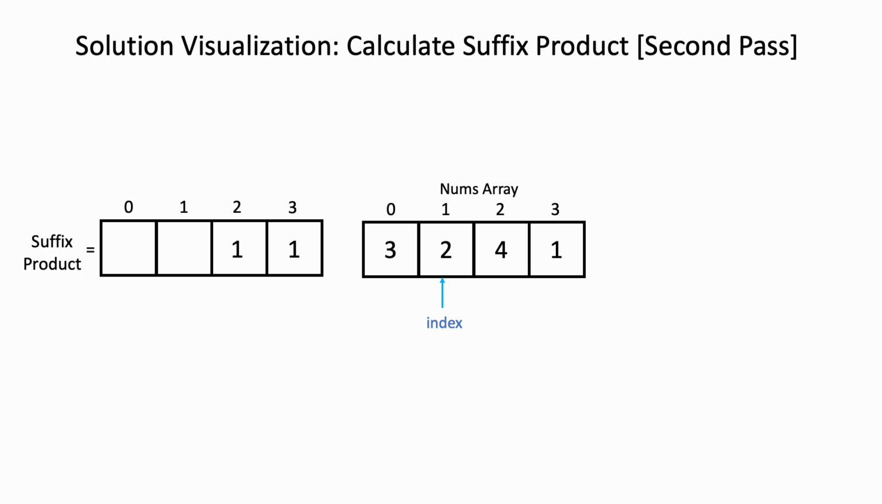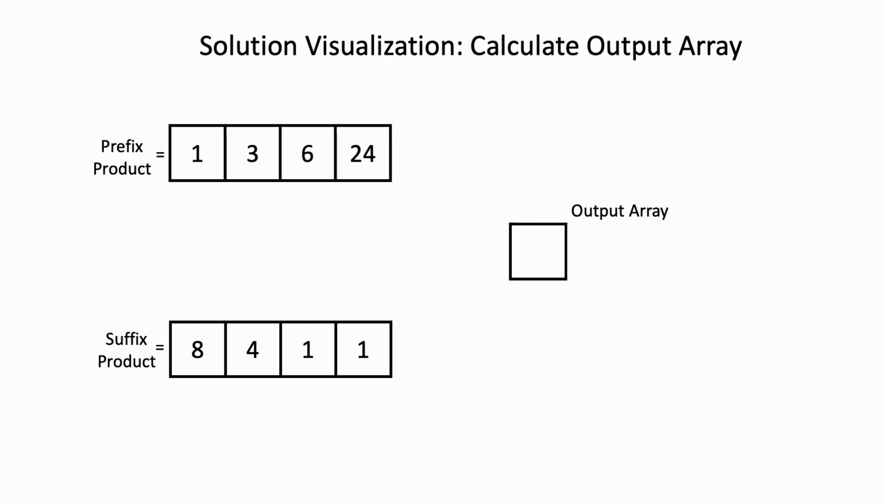Now the suffix product is 1 into 4, which is 4. We can calculate this value by selecting the index +1 element of the input array and the index +1 element of the suffix product array, multiplying them, and updating the value of the element at the current index of the suffix product, which is 4. We decrement the index pointer by 1. Now the suffix product is 1 into 4 into 2, which is 8. We update the suffix product array element at index 0 to 8.